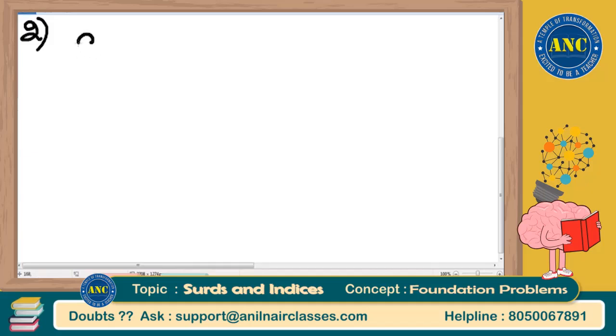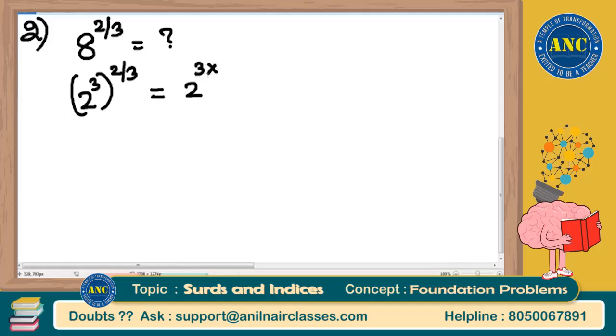Second one, again a very easy question. 8 power 2 by 3, value I need to find. What is the value of 8 power 2 by 3? Now, 8 power 2 by 3 can be written as 2 cube power 2 by 3. A power m whole power n is a power m into n. So 3 into 2 by 3, it is 2 power 2, which is nothing but 4. Easy questions we will understand initially, sir. Slowly we will scale up the level of difficulty. 8 power 2 by 3 is exactly equal to 4.